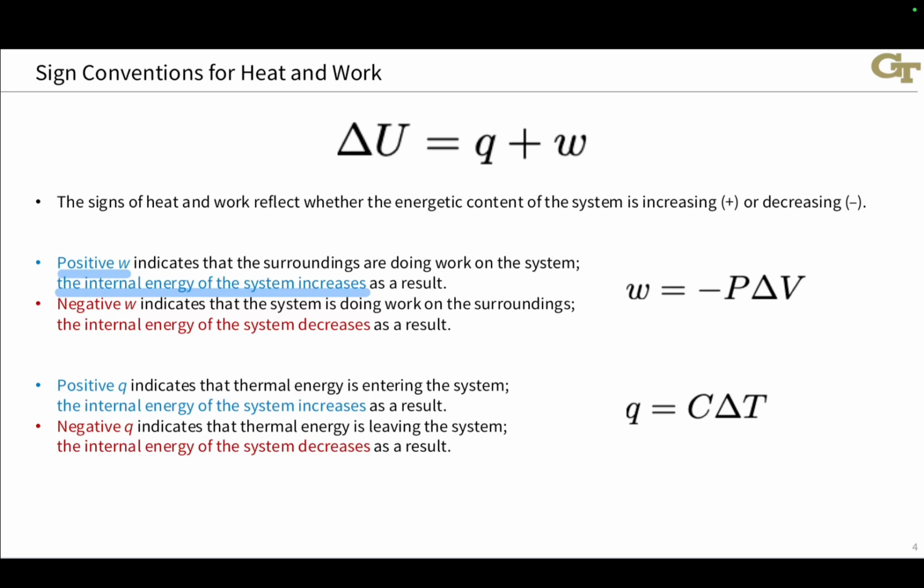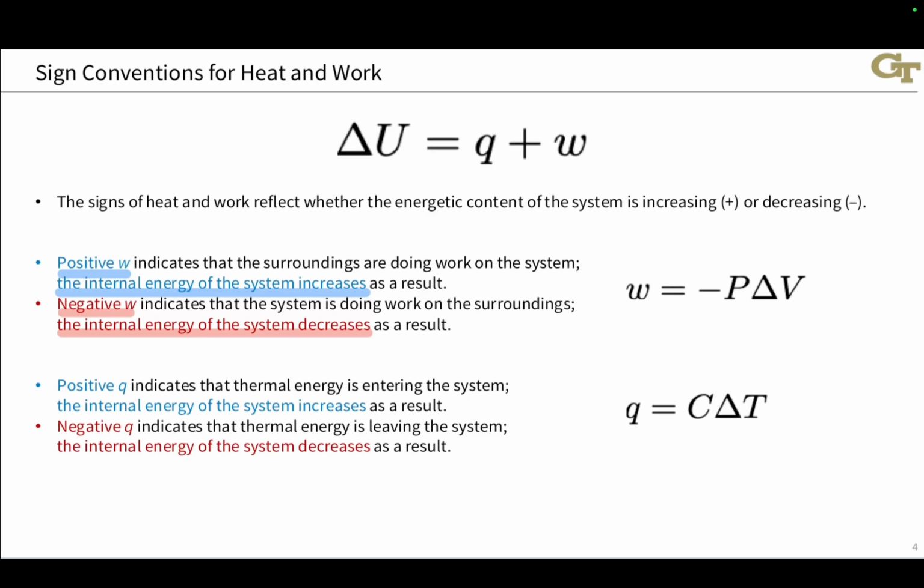And of course, the other side of the coin is negative W indicates that the system is doing work on the surroundings. The internal energy of the system is decreasing in that case. And that, for example, happens when a gas expands. The gas is doing work on the surroundings and losing internal energy as a result.